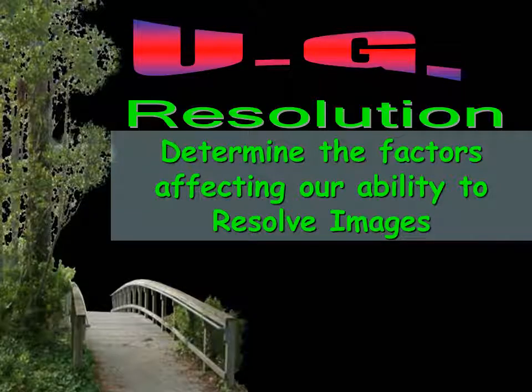Now what we're going to do is we're going to take a look at how we can resolve images, and in particular, what affects our ability for our eye to distinguish or resolve 2 images. Remember, resolving images is being able to tell the difference, distinct difference, and there's certain criteria you have to meet here, but to tell the distinct difference between 2 objects that are either emitting light or reflecting light.